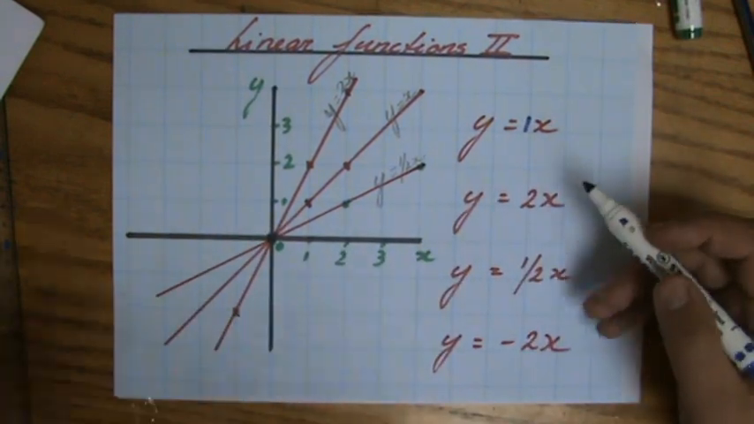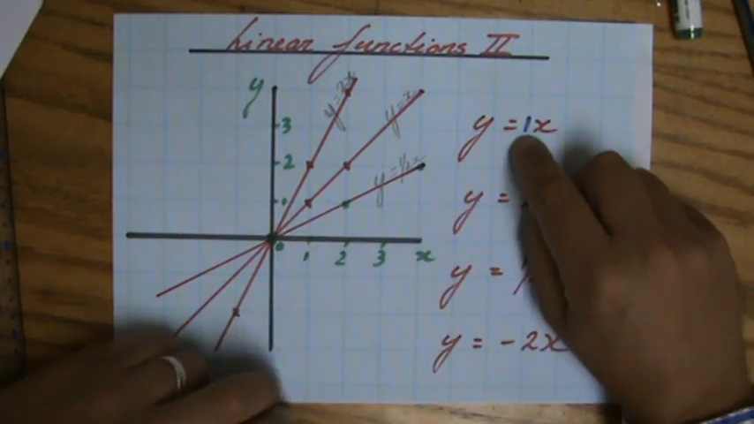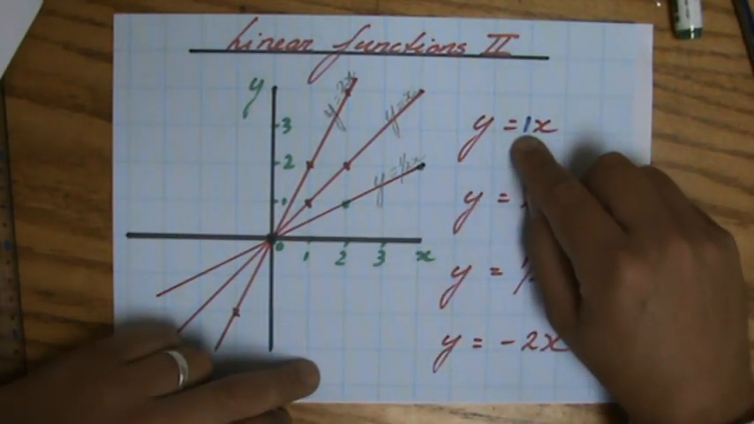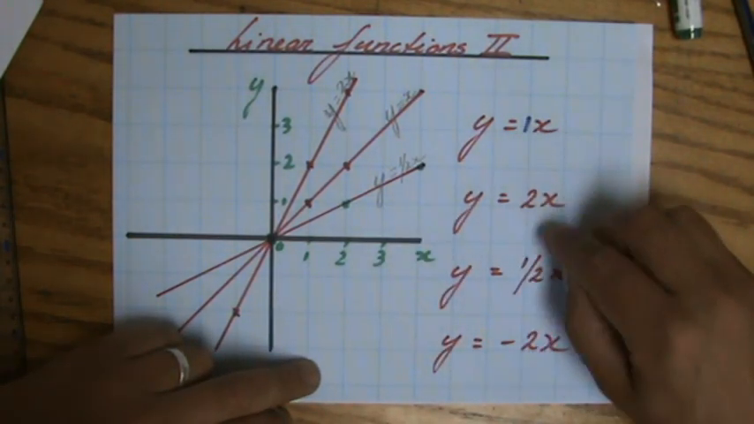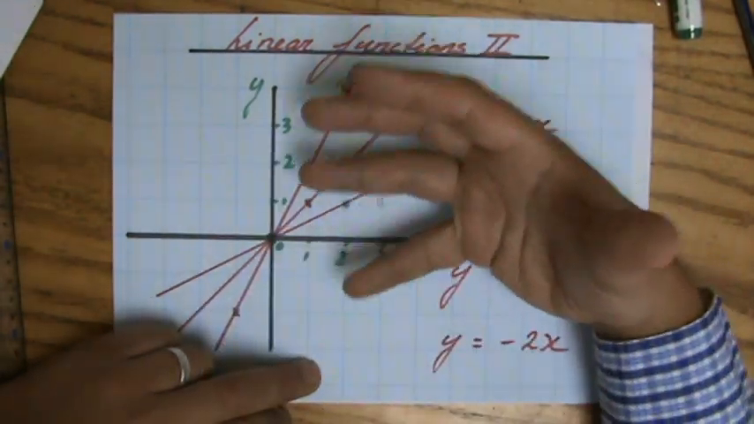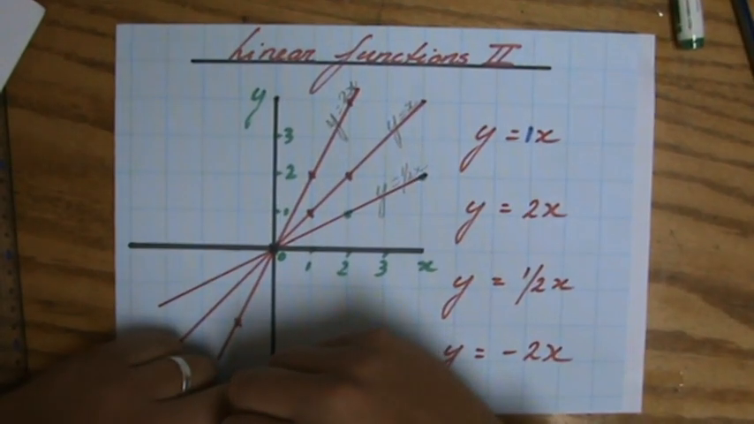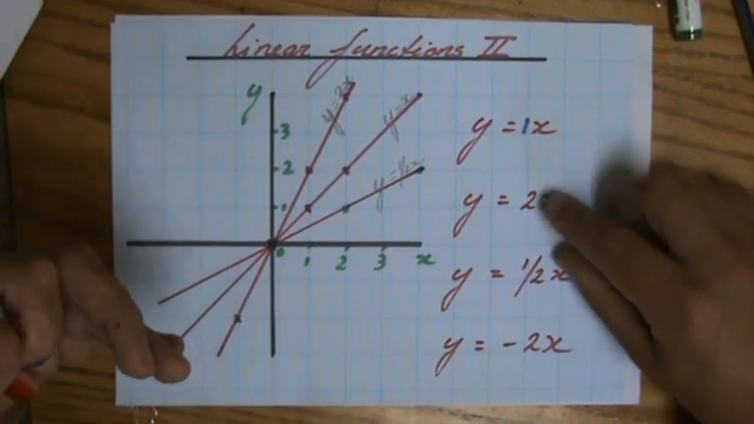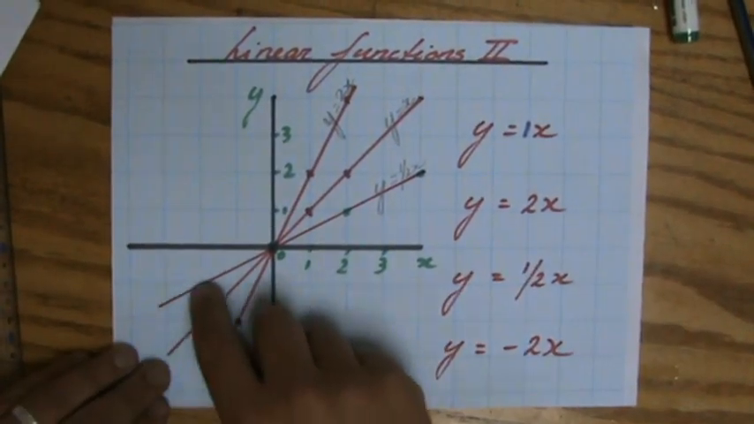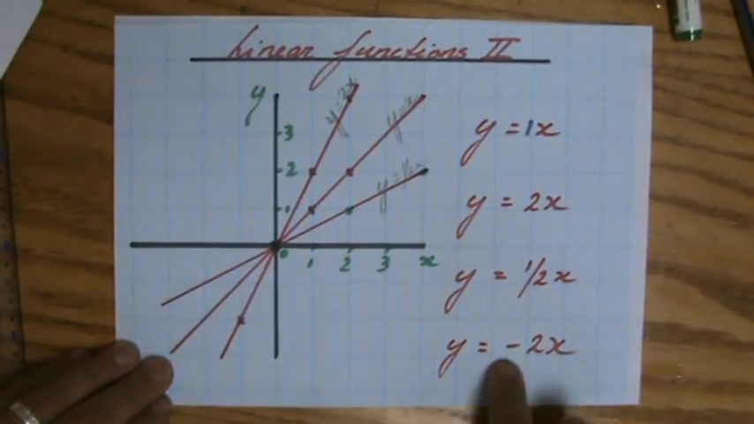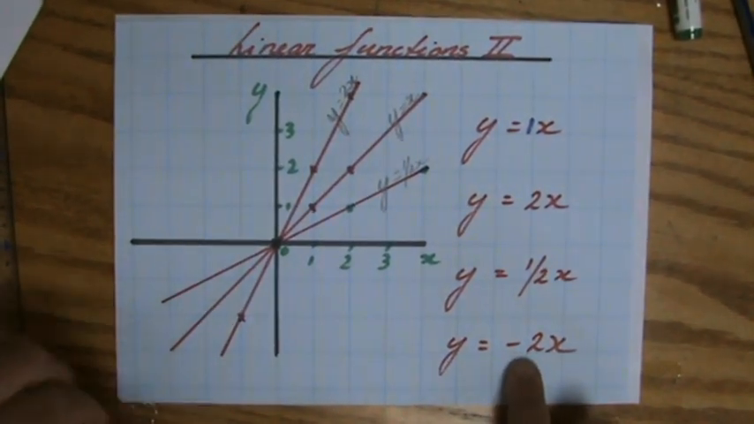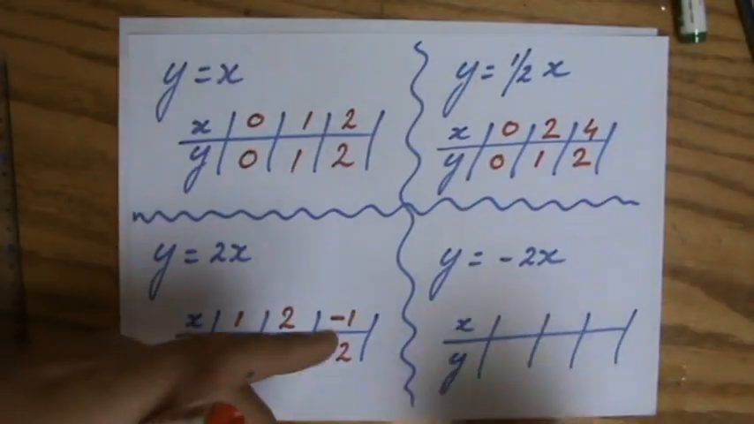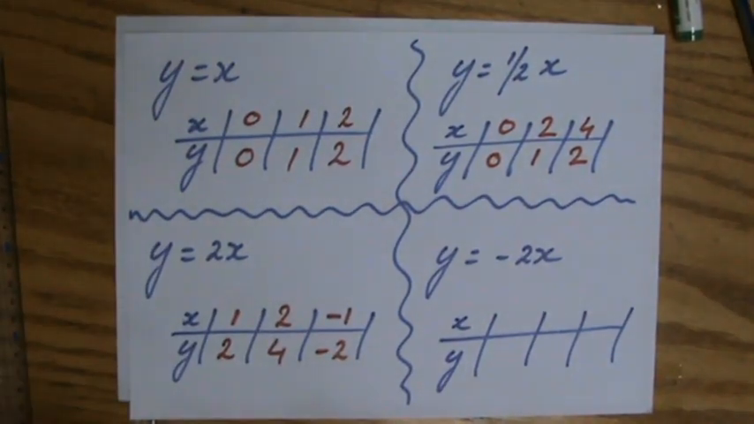So that coefficient in front of your x, that number in front of your variable, decides how steep a particular line is. The bigger the number, the steeper the line, and a fraction makes it even less steep. But what happens if I have a negative number there, minus 2x? Now let's find out. So I'm going to find 3 points.